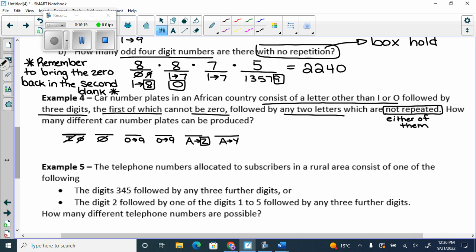Show the work. So here, I'm going to go to the restricted ones first. So this one's restricted. It can't be I or O. How many letters are in the alphabet? 26. Now keep this in mind. A, E, I, O, and U are all vowels. A, E, I, O, and U are all vowels.